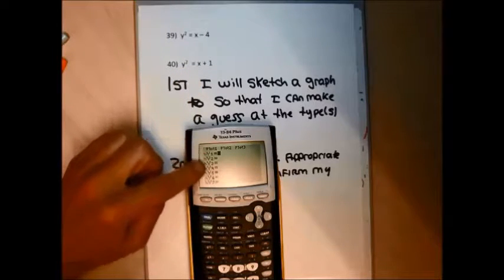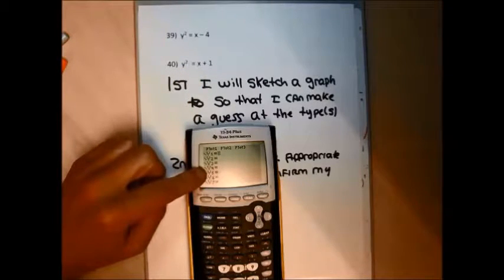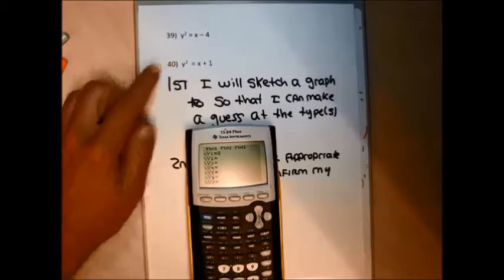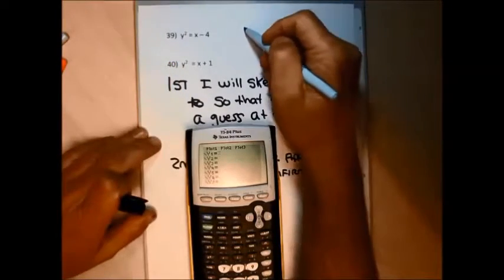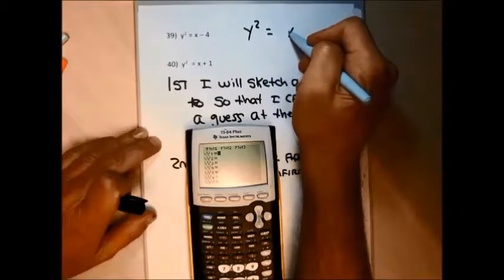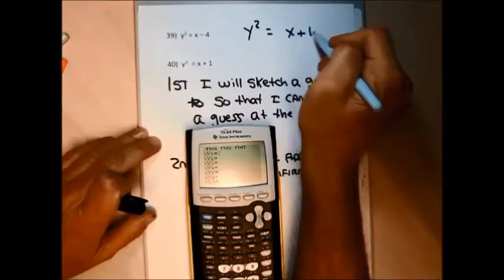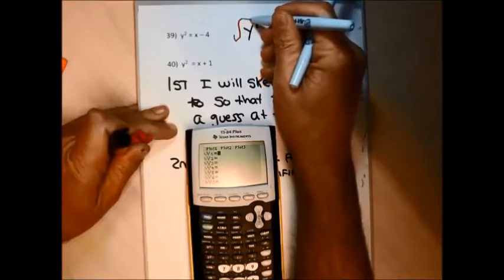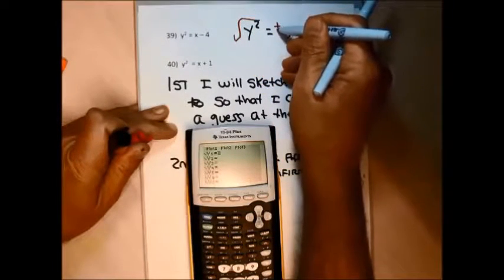These right here are y equals and not y squared equals. I can't enter y squared, and in order to graph this on my calculator, I need to solve this equation for y. So my equation in problem 40 can't be graphed on my calculator. My calculator can't graph y squared. So I need to take this equation and solve it for y to make my calculator able to graph it.